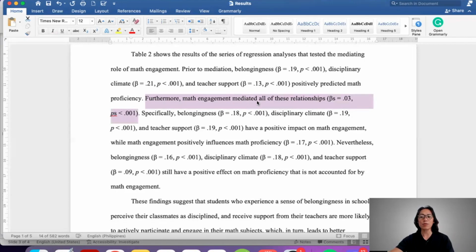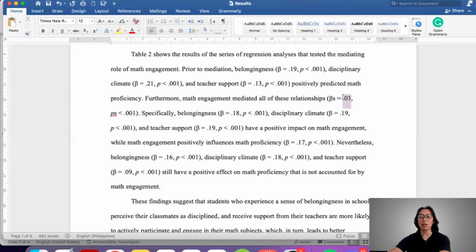Without sounding redundant, find a way to say that math engagement mediated the relationship between belongingness and math proficiency, disciplinary climate and math proficiency, teacher support and math proficiency. But what I try to do here, though you don't have to do this, is I try to synthesize all of those three by simply saying that the coefficients, plural, is 0.03.